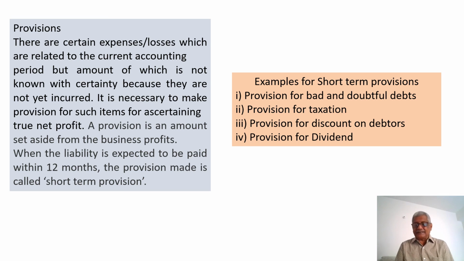Some of the debtors, in order to collect the dues from the buyers earlier, I tell them that I am ready to give you a discount of 10% if I receive a payment within a period of 15 days. Such discounts to be paid at the end of the financial year, the company makes a provision. That is what is called provision for discount on debtors.